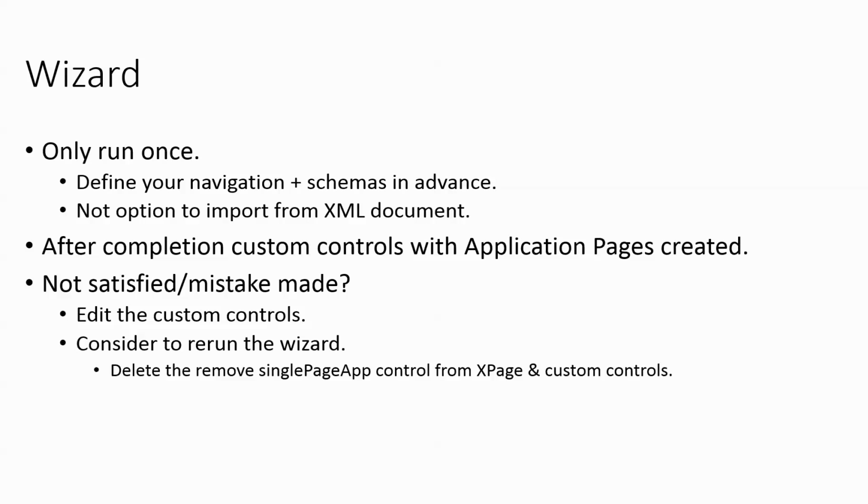But what if you're not satisfied with the result or you have made a mistake? Well, of course you can edit the custom controls individually. Depending on the size and the complexity of your mobile application, you could consider to run the wizard one more time. But before you do that, make sure you have removed the single page application control from your XPage and delete the custom controls that were created. This is to avoid name collisions with custom controls that will be created again by the wizard.